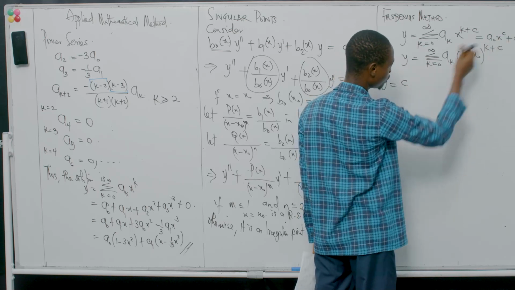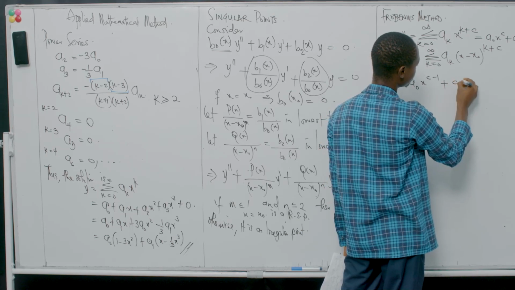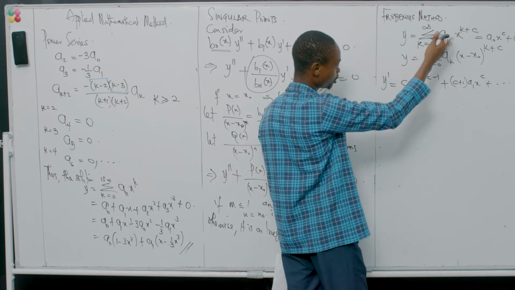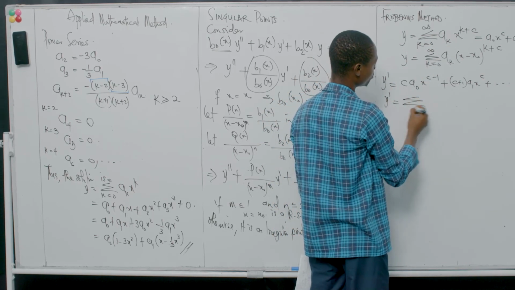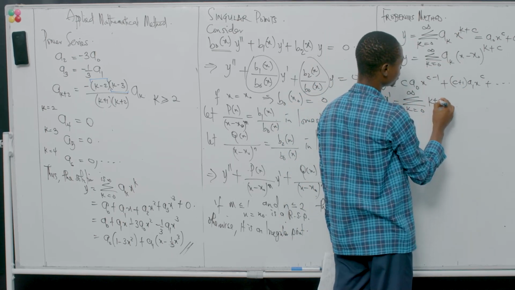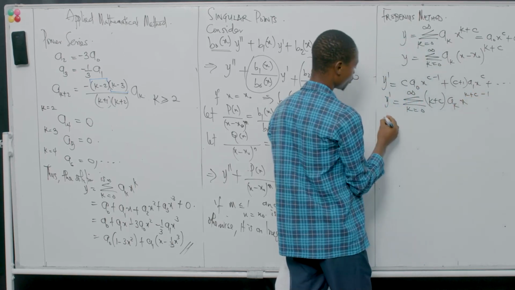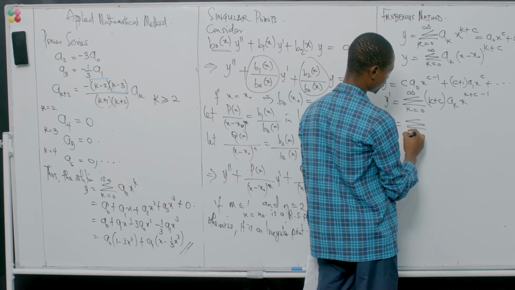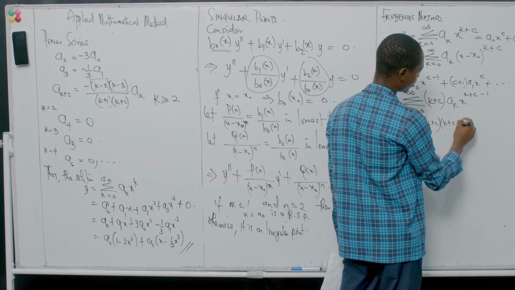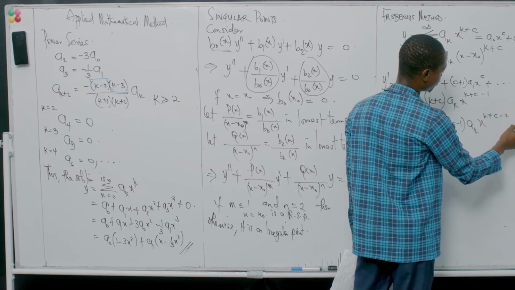So I'm using this to differentiate first and foremost. You have something like this: c plus 1, e1 x to the power c, and so on and so forth. But in essence, what you are simply saying is that y prime is equal to the summation, with k still starting at 0, of (k plus c) ak x to the power k plus c minus 1. So if you are doing y double prime, that will simply be the summation with k starting from 0, of (k plus c)(k plus c minus 1) ak x to the power k plus c minus 2.